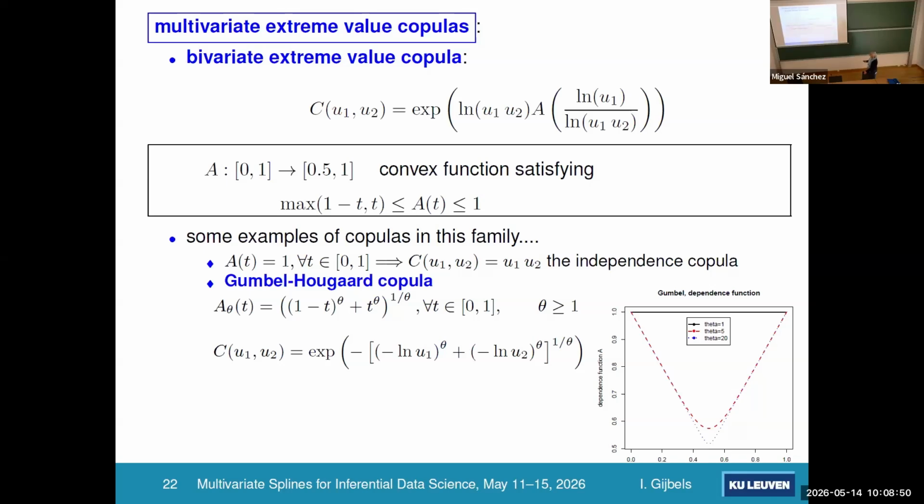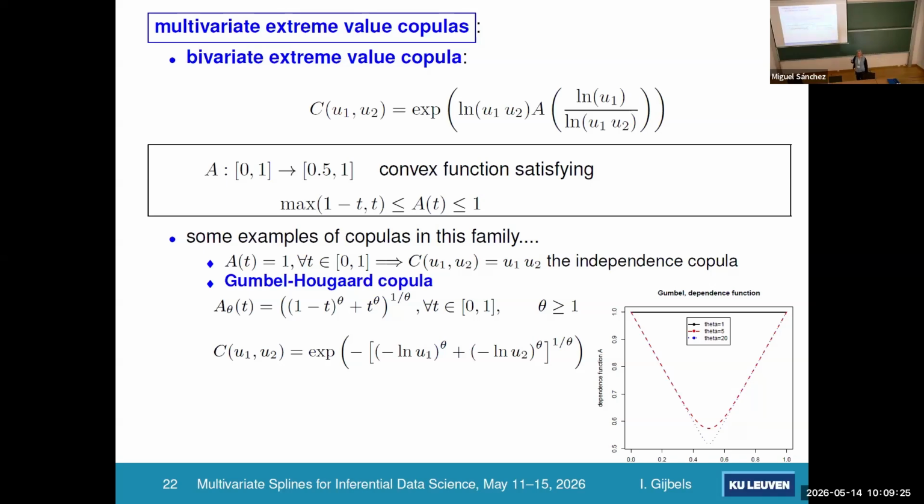By the way, some examples: if A(t) is equal to 1, you get the independence copula. When A(t) is this function, which depends on a parameter theta, it is one of the well-known extreme value copulas, and by the way, it's the only copula which is also an Archimedean copula, the only one. You see here the function A when I have independence, when theta is equal to 1, and there are two other curves which give you the A function for two other values of theta.